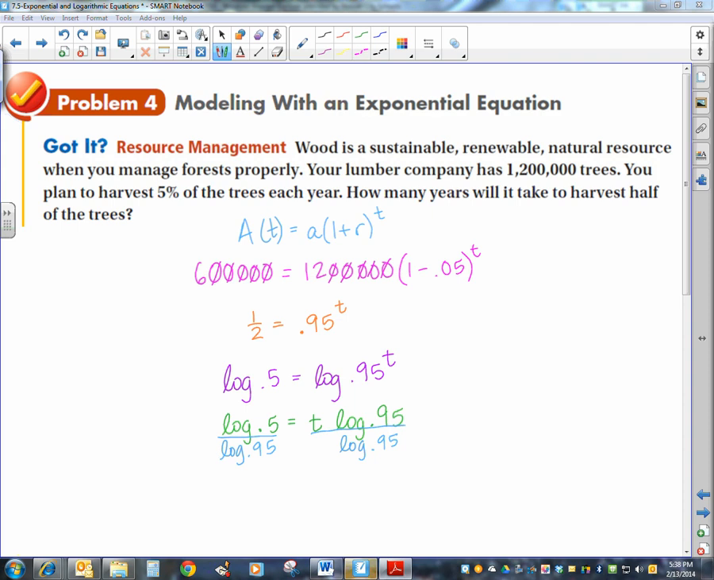So punch that in your calculator. Should be a pretty direct answer. Pause if I'm going too fast. Make sure you can put that in there correctly. When you put it in there, you get approximately 13.51. So how many years will it take? We'll say 13.51 years.